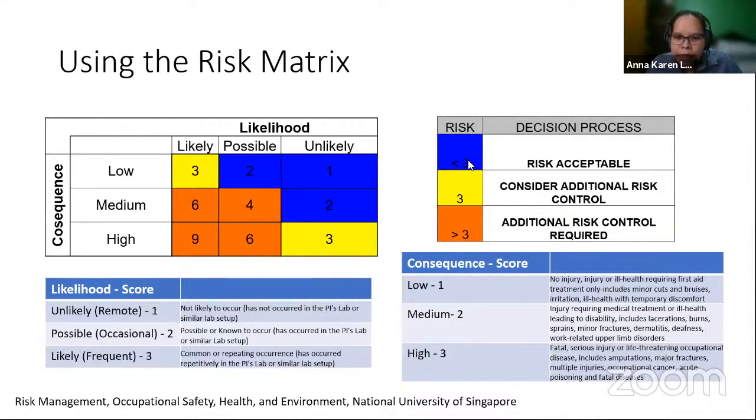If your risk score is less than 3, then it is considered acceptable risk. If the score is 3, it is suggested that you add additional risk control. If the score is greater than 3, then additional risk control is actually required. So again, risk equals likelihood multiplied by severity, depending on the score that you get for the likelihood versus the consequence.